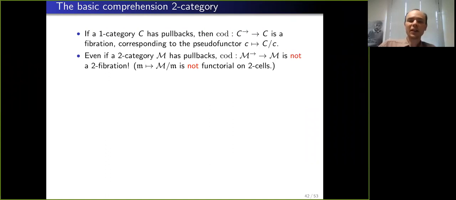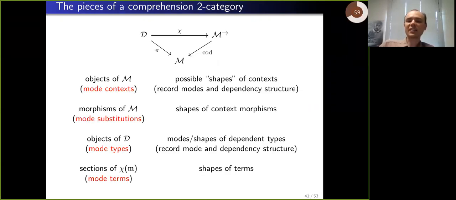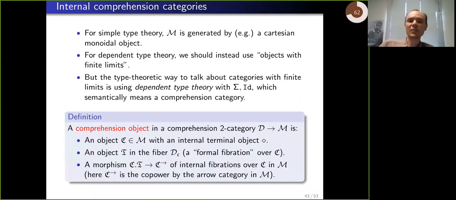There is a little bit of a subtlety: the basic two fibration is not the codomain fibration the way it is for the basic fibration, because you have to act on two cells, and that means that we have to think about the internal fibrations in a two category. So when we think about the comprehension of a mode type living over the mode context, that comprehension projection is not just a functor, but it's an internal fibration in some sense. And that's relevant when we come to define what an internal comprehension object is.